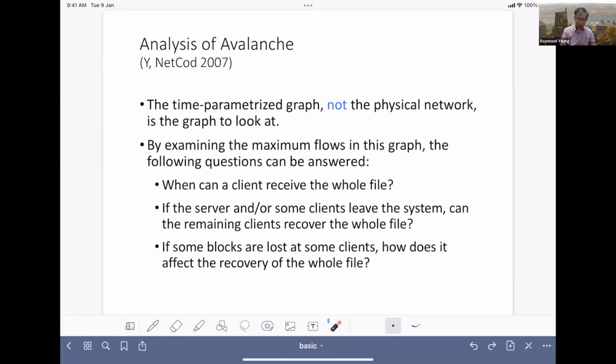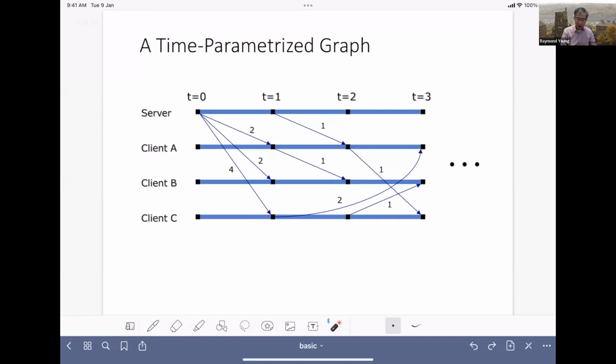For example, you can ask, when can a client receive the whole file? So let's say the file contains 10 blocks. Then you want to ask how long it will take for client C to be able to decode. So the criteria is that client C at a particular time needs to have enough max flow from the source node. Okay, so you just go down in time and check when is the first time that client C would have enough max flow from the server to that node. Okay, so you can answer questions like this.